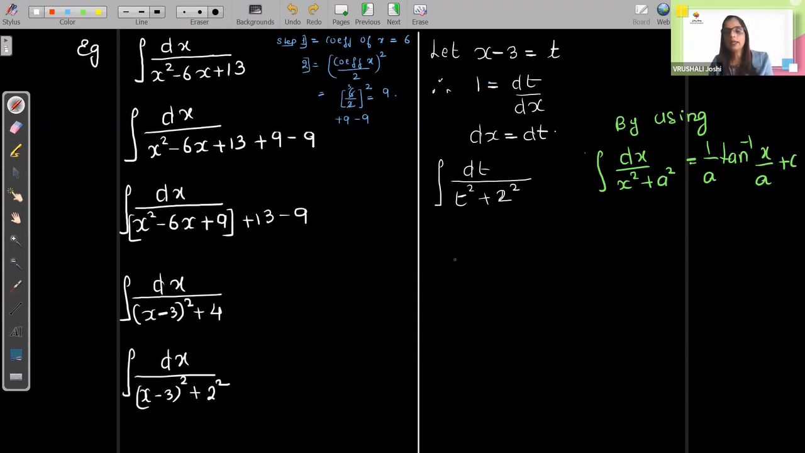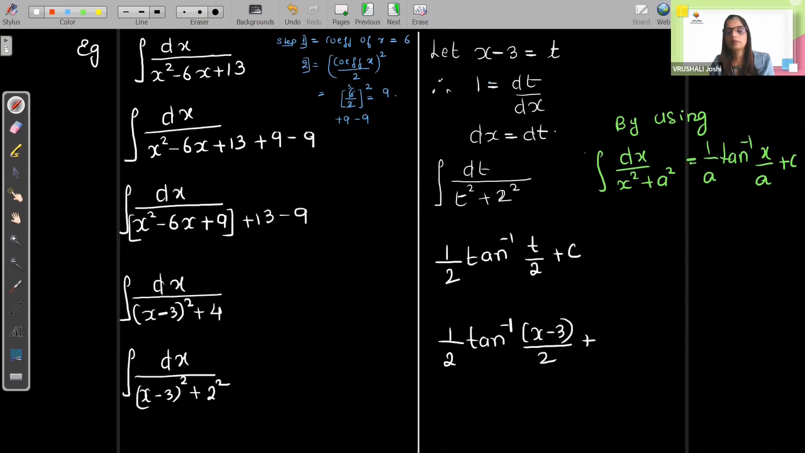This is going to be 1 by a. A अपना 2 है. 1 by 2 tan inverse t by a. Correct. t by 2 plus c. Then we bring the t back to the original form, which is equal to 1 by 2 tan inverse, t के जगह पे क्या डालेंगे? x - 3 by 2 plus c. Perfect. So this is how we do the sums.